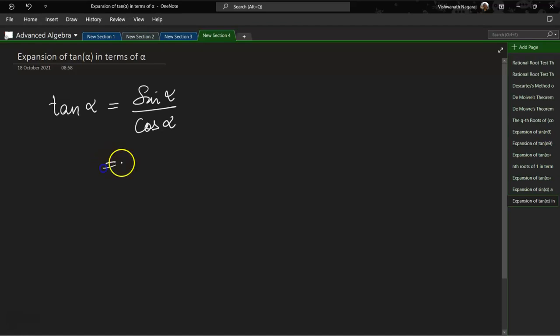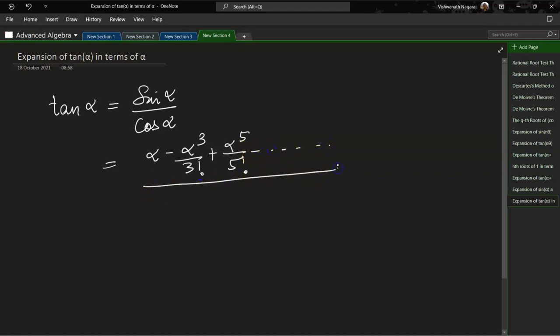Since we already know what the expansion is, we can directly write that: alpha minus alpha cube by 3 factorial plus alpha 5 by 5 factorial and so on, divided by 1 minus alpha square by 2 factorial plus alpha 4 by 4 factorial minus and on and on.